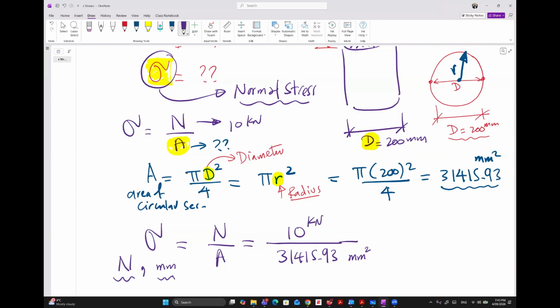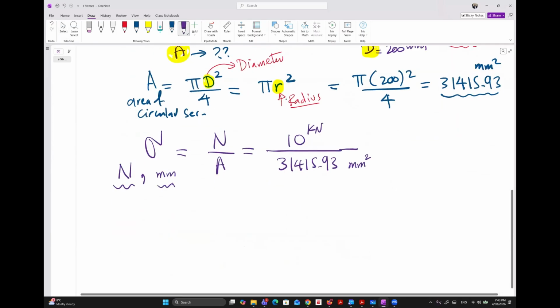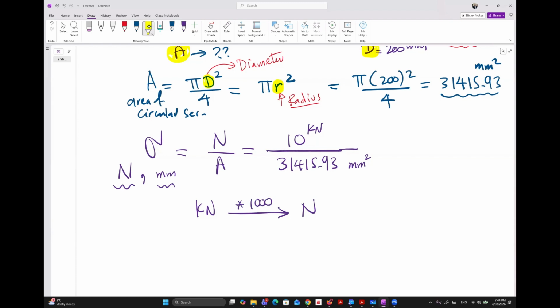Do you know how to convert from kilonewton to Newton? 10 would be 10,000. Yep. So to convert from kilonewton to Newton, K means 1000, so we need to multiply by 1000. If we multiply this by 1000, it becomes Newton.